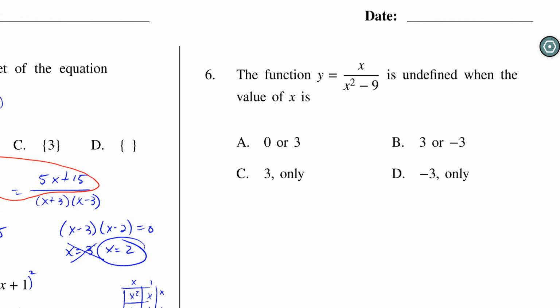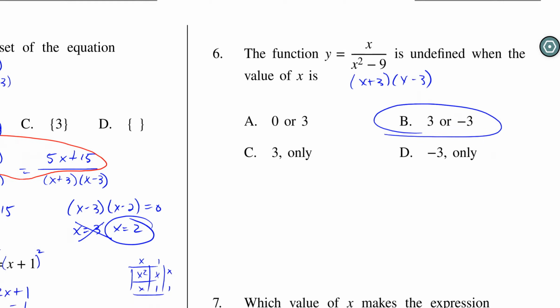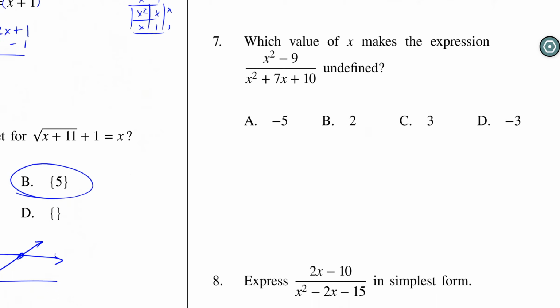Six, again, an undefined question, so I got to factor my denominator, figure those values out. So I have x plus 3, x minus 3, which tells us that x of 3 and negative 3 make this undefined. 7, another undefined question, so I have x plus 5, x plus 2. So my undefined values are x cannot be negative 5 or negative 2, so I'm looking for those as choices. Negative 5 is a choice.